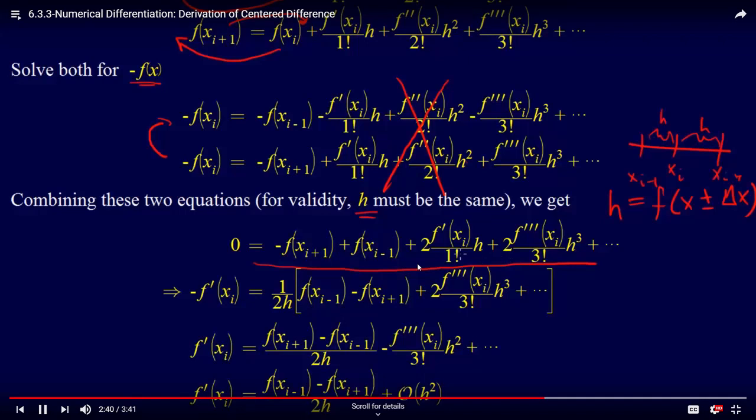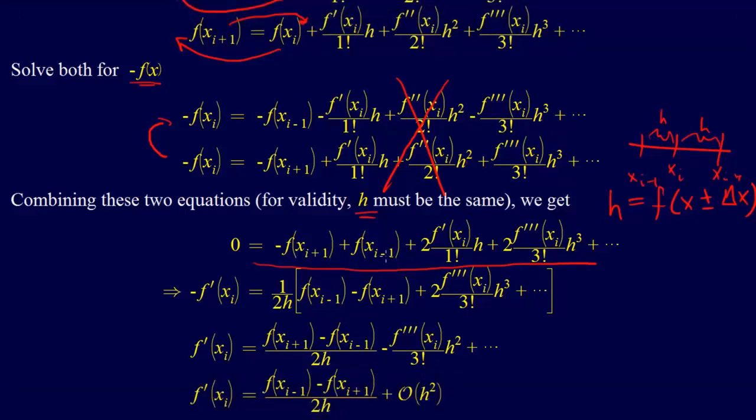And then our expansion becomes minus f(x_i+1) plus f(x_i-1) equals 2. So we have this times h and this times h cubed. When we rearrange that and solve for f prime at x_i, we get negative f prime at x_i equals 1 over 2h times f(x_i-1) minus f(x_i+1) plus 2f triple prime h cubed.